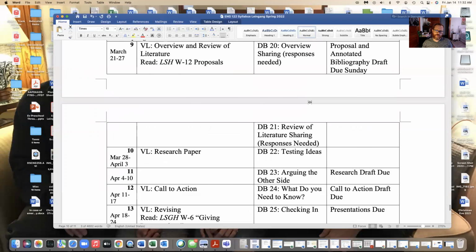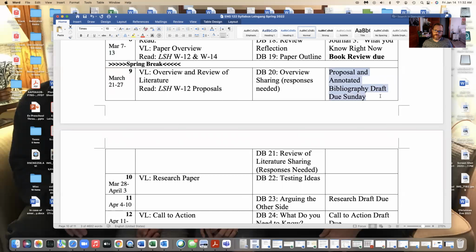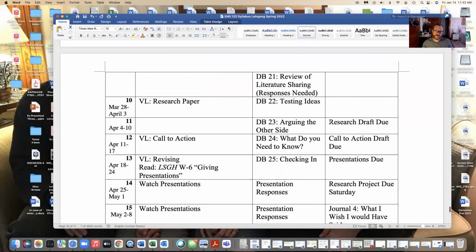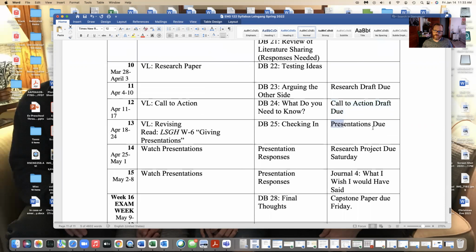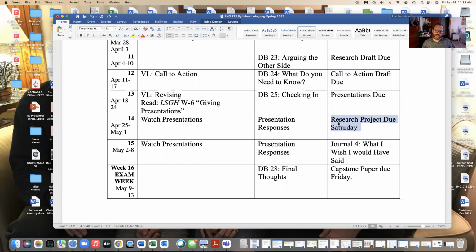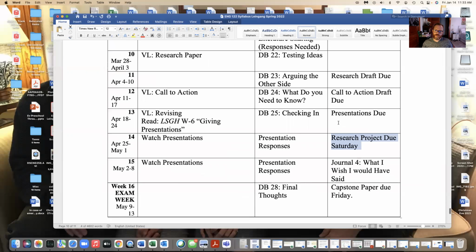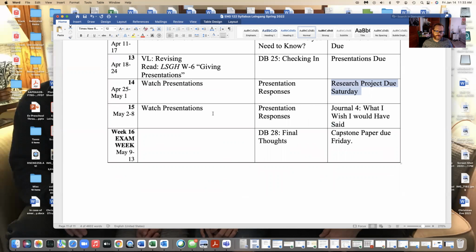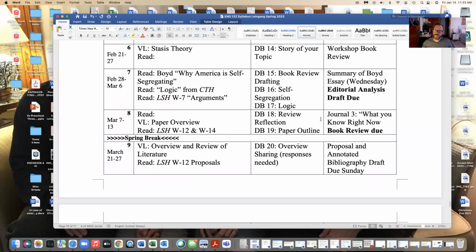And then when we get back from spring break, proposal and annotated bibliography are going to be due. Then we have a draft of the research paper, the argument, and then the call to action, and then presentation. So week after week, something's due. Final research project's going to be due on Saturday. That is the argument and call to action. I guess we should include the revised proposal and annotated bibliography in there. And then we'll do our presentations and then reflect with the journal and then capstone. So a lot of things are going on. It seems like a lot, but don't let this intimidate you. You are all more than capable of being able to do this.